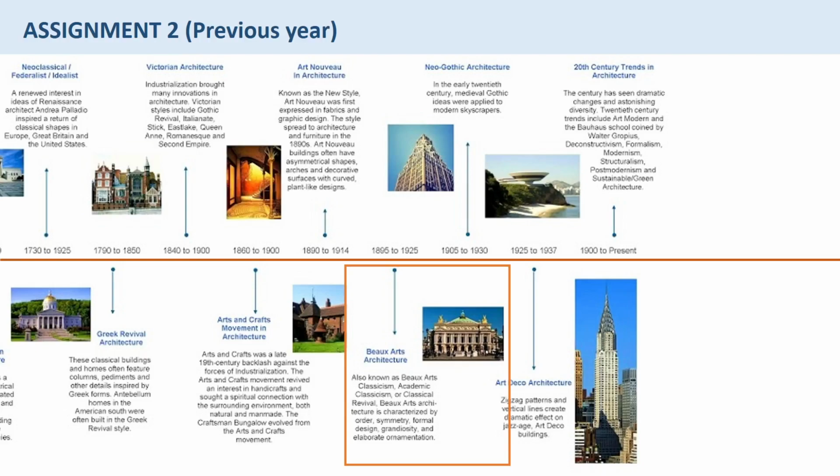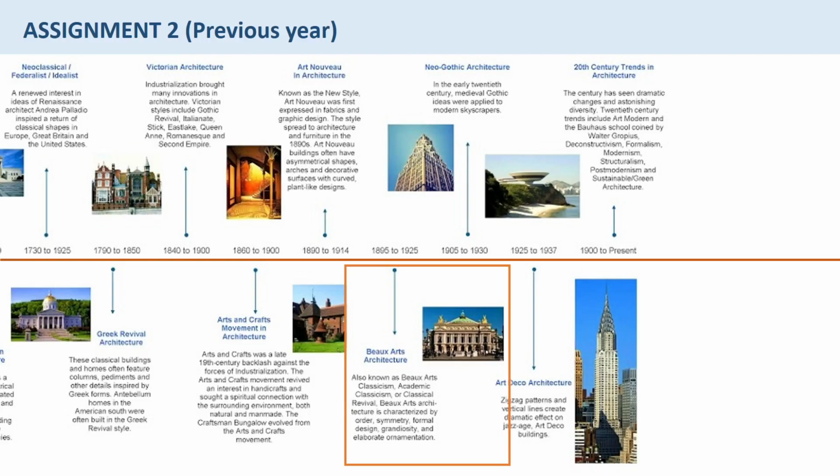Then we had Beaux Art architecture. It is also called Beaux Art classicism. It was academic classicism or classical revival. Beaux Art architecture is characterized by order, symmetry, formal design, grandiosity, and elaborate ornamentation. Then we had Neo-Gothic architecture, which meant that medieval Gothic ideas were applied to modern skyscrapers. Skyscrapers came into being in around the 1900s, and Neo-Gothic ornamentation, extreme ornamentation, was applied to modern skyscrapers.